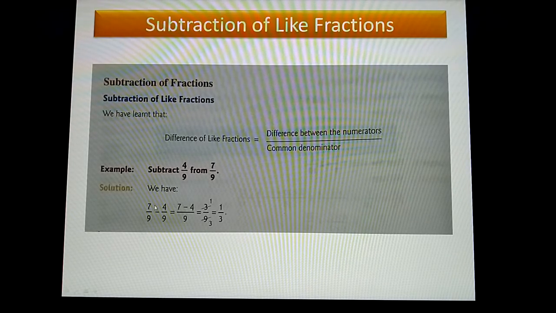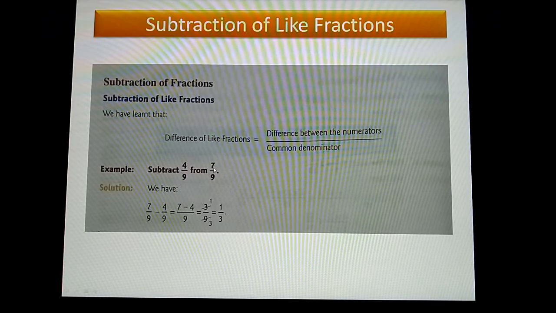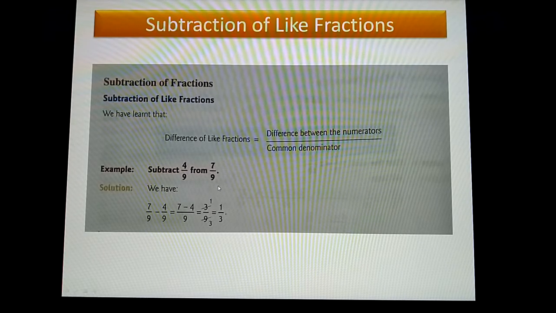So as you can see here, it is written: subtract 4 by 9 from 7 by 9. So 7 by 9 will come first, and then we have to give the minus 4 by 9. So always remember this word "from": which fraction is to be subtracted from which fraction. Don't get confused in that.